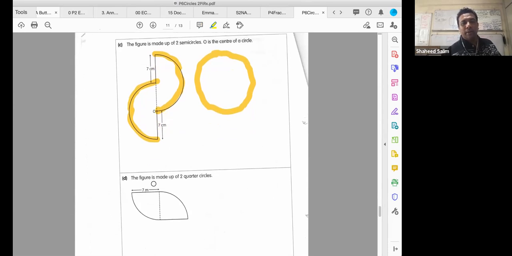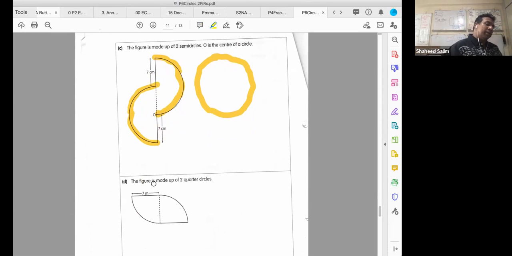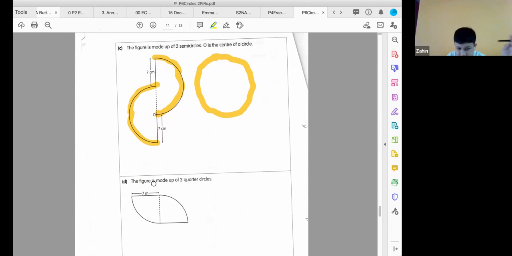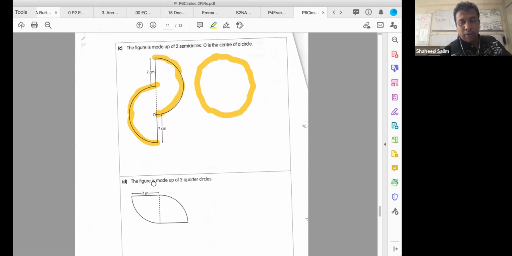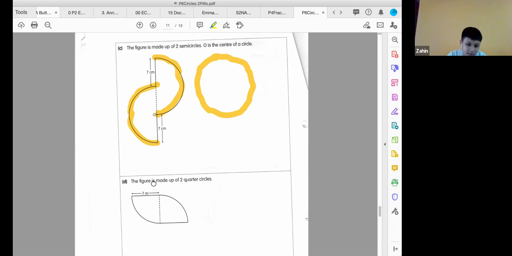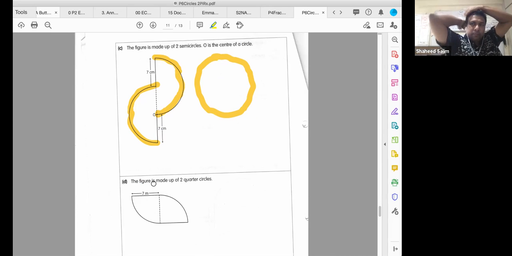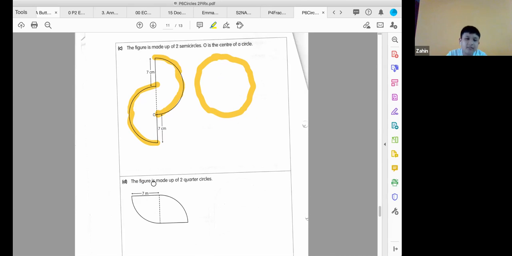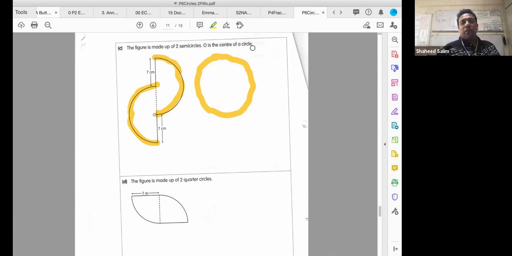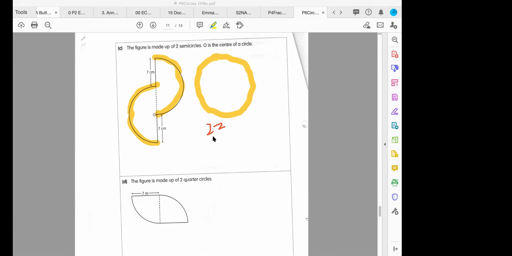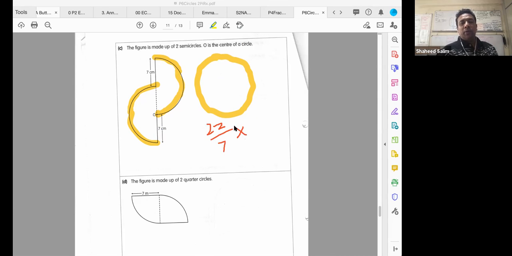And you can use 22 over 7. But what's the diameter? You've got to make sure you know what the diameter is. 22/7 times 14, is it? Yes, well done. So the circumference is 44. To make the circumference 44, then 44 plus what? 14. Yes, and the answer is 58. Congratulations.